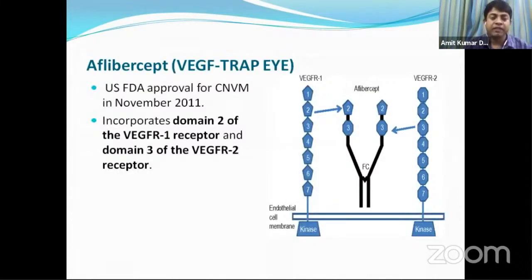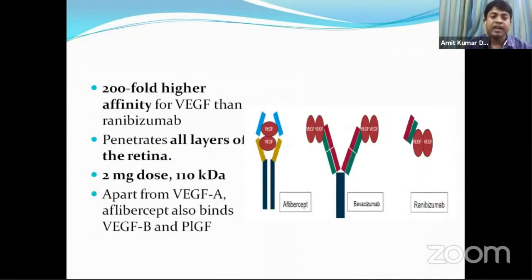The next drug we have is aflibercept, which was FDA approved for CNVM in 2011. Structurally, it contains domain 2 of the VEGF-R1 receptor and domain 3 of the VEGF-R2 receptor. It has 200-fold higher binding affinity for VEGF than ranibizumab. It also penetrates all layers of the retina. The dose is 2 milligram.